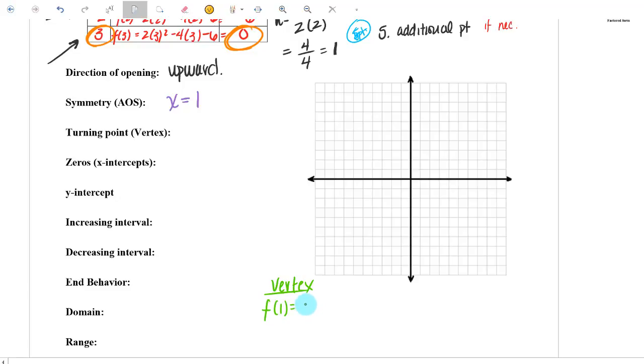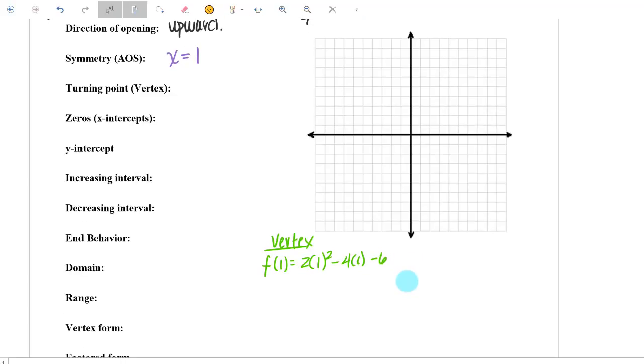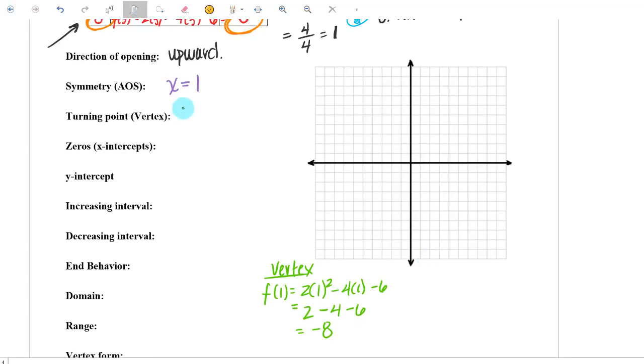So if we plug that in, we're going to get f of 1, which is going to be 2 times 1 squared minus 4 times 3 minus 6. Except for that won't be a 3 because I was stealing that from the table. It should be a 1. All right, so now we've got 1 squared is 1, times 2 is 2, 1 times negative 4 is negative 4 minus 6, or we have a negative 10 plus 2, or negative 8. So our vertex is going to be the point 1, negative 8.